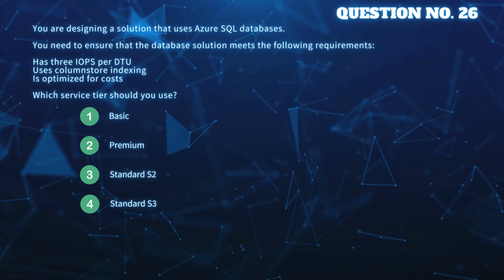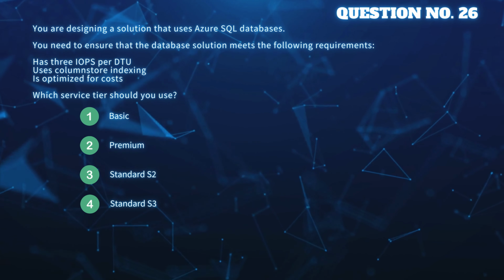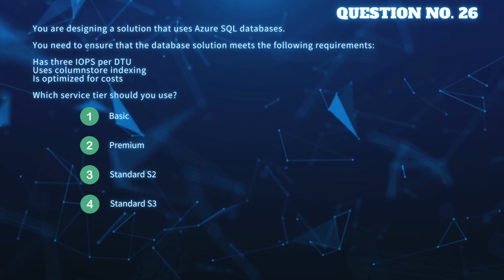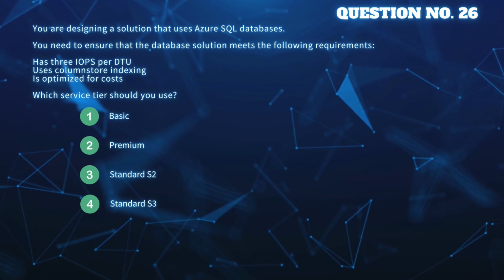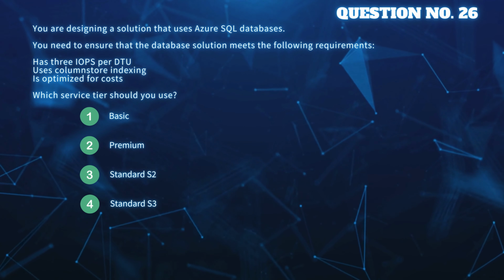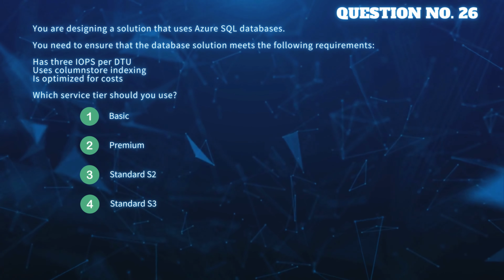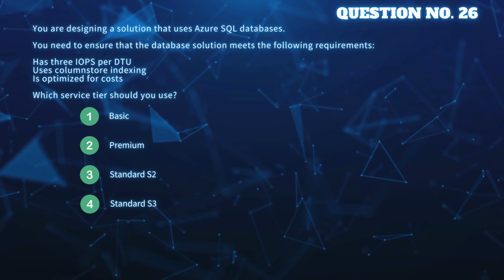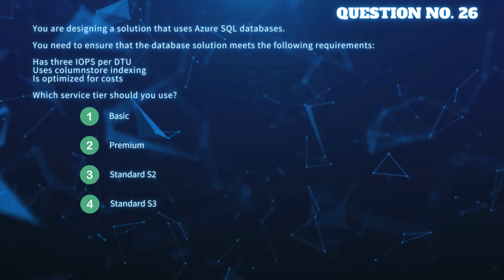You are designing a solution that uses Azure SQL databases. You need to ensure that the database solution meets the following requirements. Has 3 IOPS per DTU. Uses column store indexing. Is optimized for costs. Which service tier should you use?